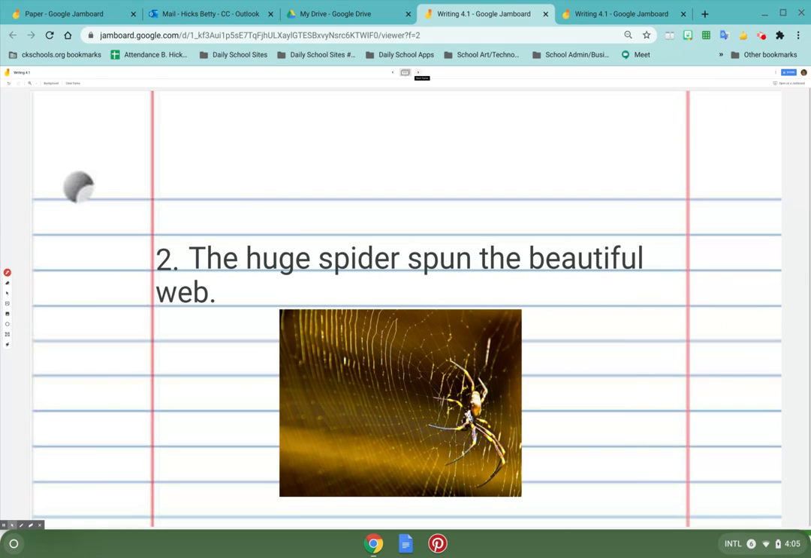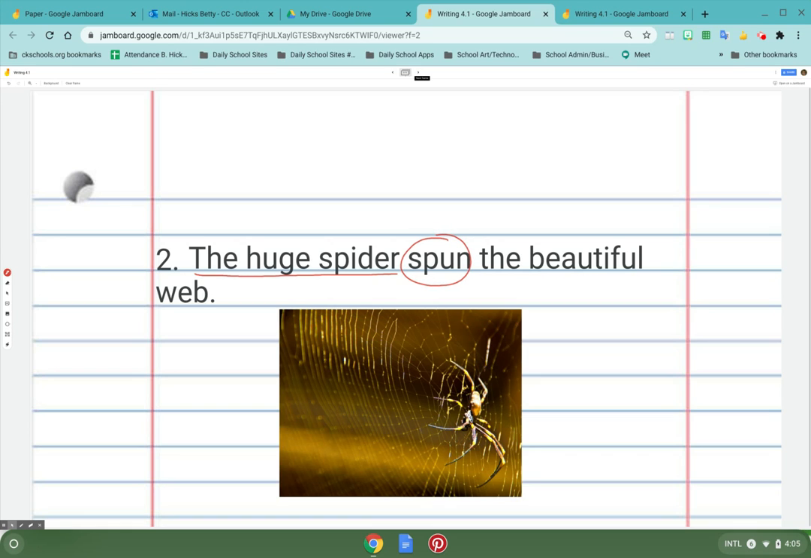I have: The huge spider spun the beautiful web. All right, the very first thing I do is I think about what is the subject of my sentence, and I underline it. So I know that this whole sentence is about a spider. So I'm going to underline all of that. And now, what is the spider doing? Well, it's in past tense, and the spider spun.